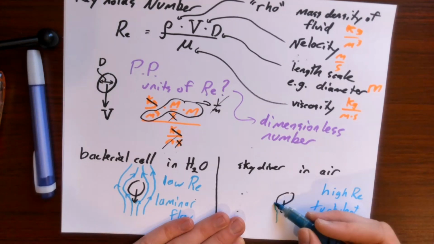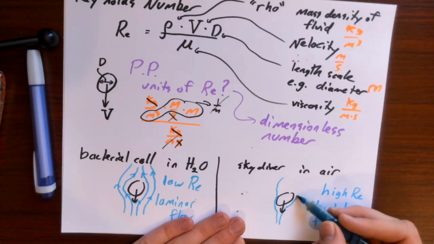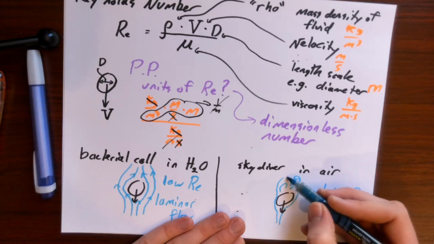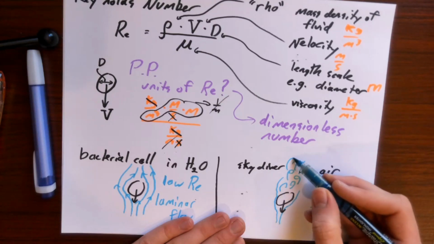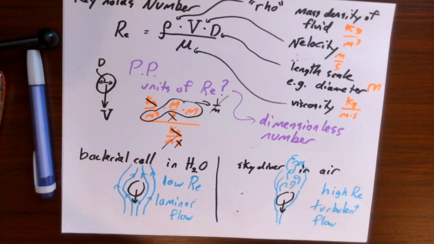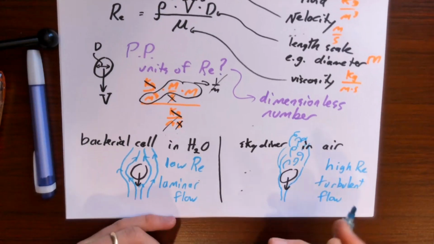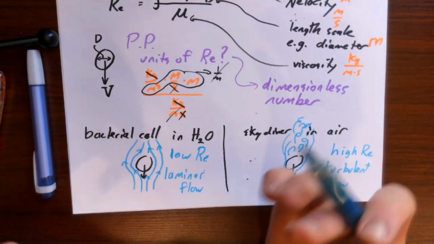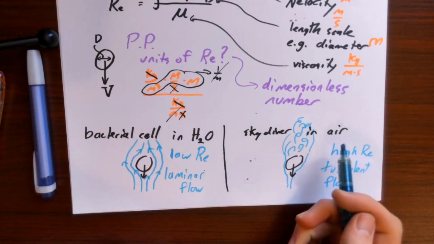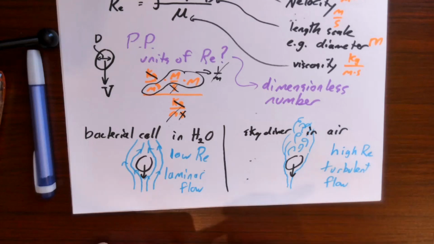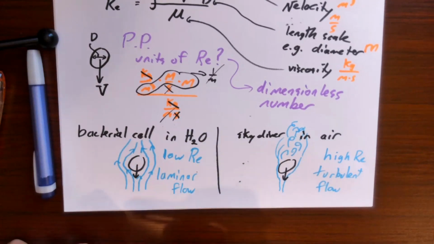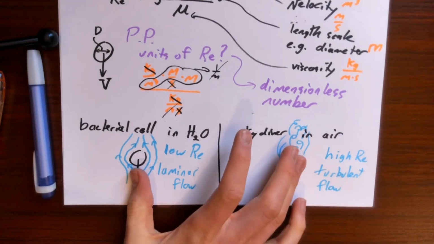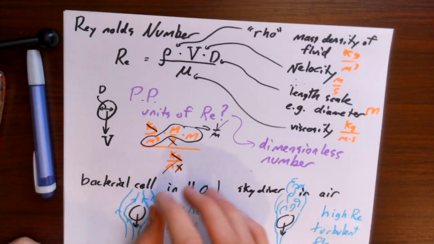So what might flow around a skydiver look like? We might have a whole bunch of swirling vortices trailing in the wake behind the skydiver, and the flow is very chaotic and very messy, varying in both space and time, compared to the orderly flow around the cell at low Reynolds number. So that's some key differences. So what's the key takeaway?